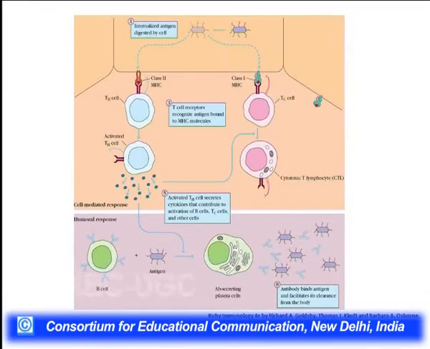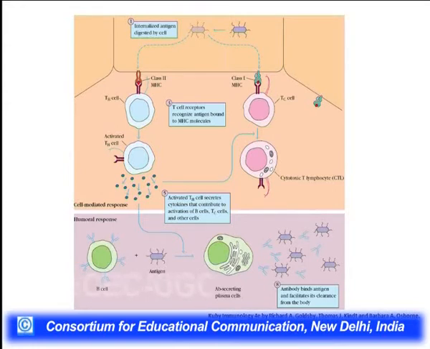Now the class 1 MHC activates the cytotoxic T cells, and as soon as they are activated with the help of the presence of cytokines, they are called the cytotoxic T lymphocytes. Subsequently they go into the immune response and clear out all the foreign particles which are present in the circulation.